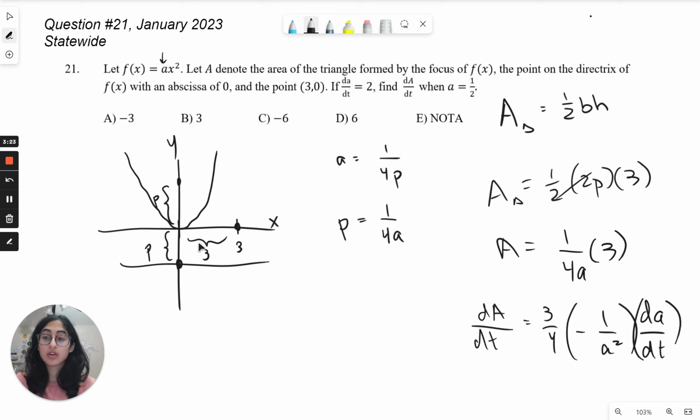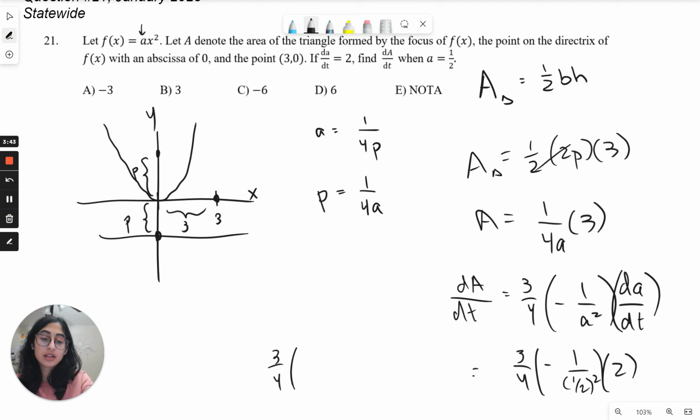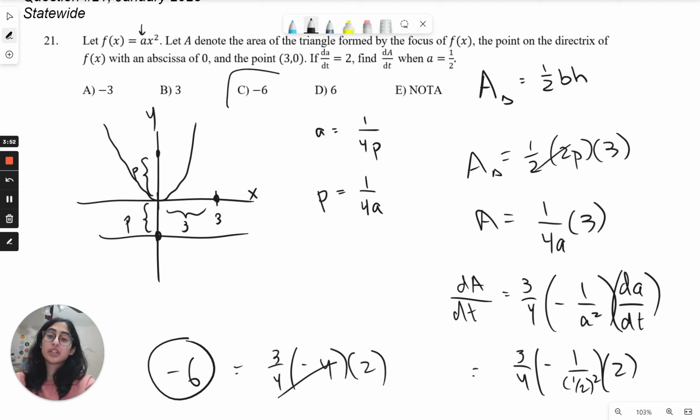So after this, all we have to really do is plug in our values, and we know that at this point a is equal to 1/2, so we can plug that in. So we have 3/4 times negative 1 over (1/2) squared times dA over dt, which is 2. So this is equal to 3/4 times negative 4 times 2, which is equal to negative 6, which should be the answer.